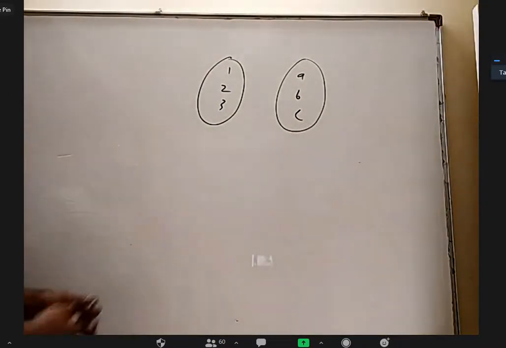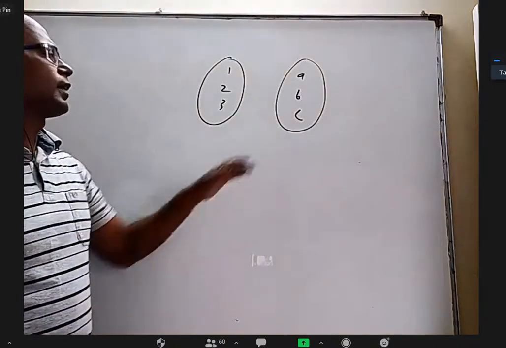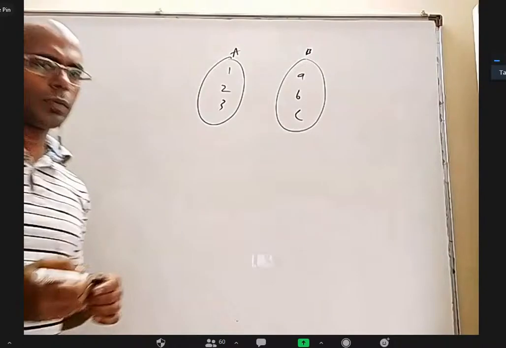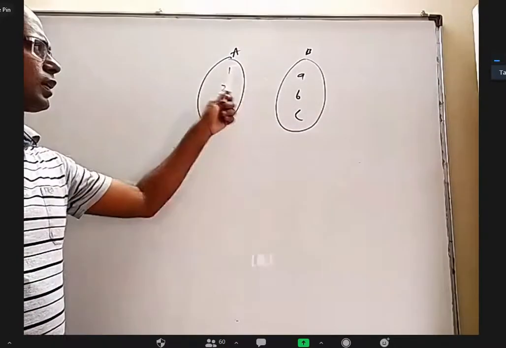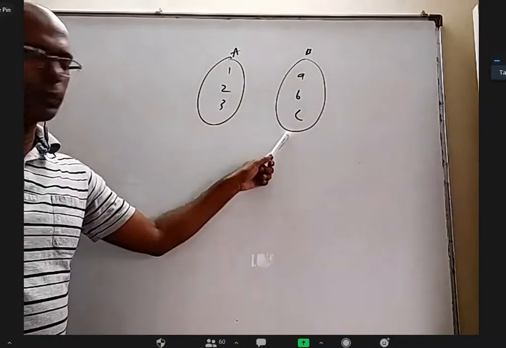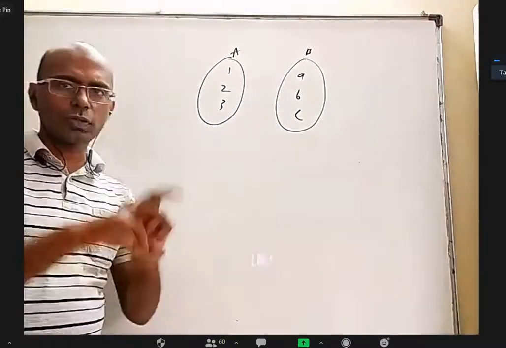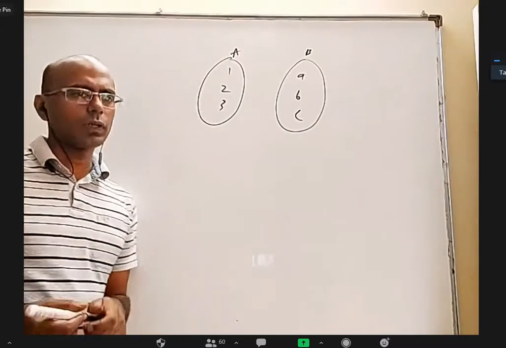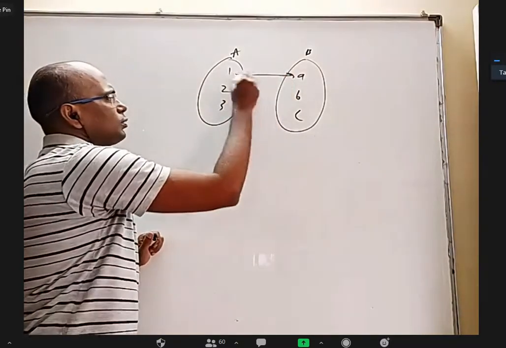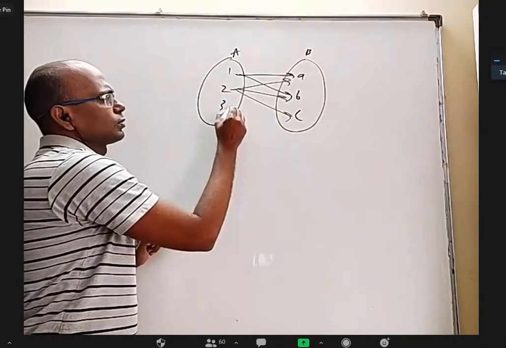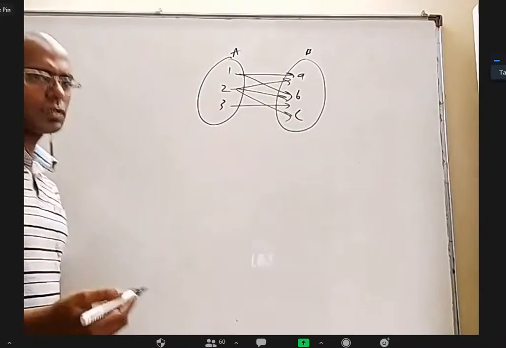A cross B means every element in the domain will be connected to every element in the codomain. 1 comma A, 1 comma B, 1 comma C, 2 comma A, 2 comma B, 2 comma C, 3 comma A, 3 comma B, 3 comma C, all the ordered pairs. Any subset of that is a relation. For example, I can connect 1 to A and B, 2 to all three A, B, C, and 3 to only B, let us say. This is also a relation.